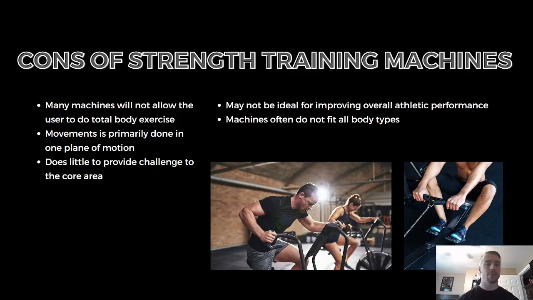But you just want to start with what you're comfortable with and don't overexert yourself with any sort of machine that you're using. The core area is important to train. Strength training machines do not really provide that challenge for the core area, and it may not be ideal for improving overall athletic performance. Machines often do not fit all body types. So these are some of the things to keep in mind.